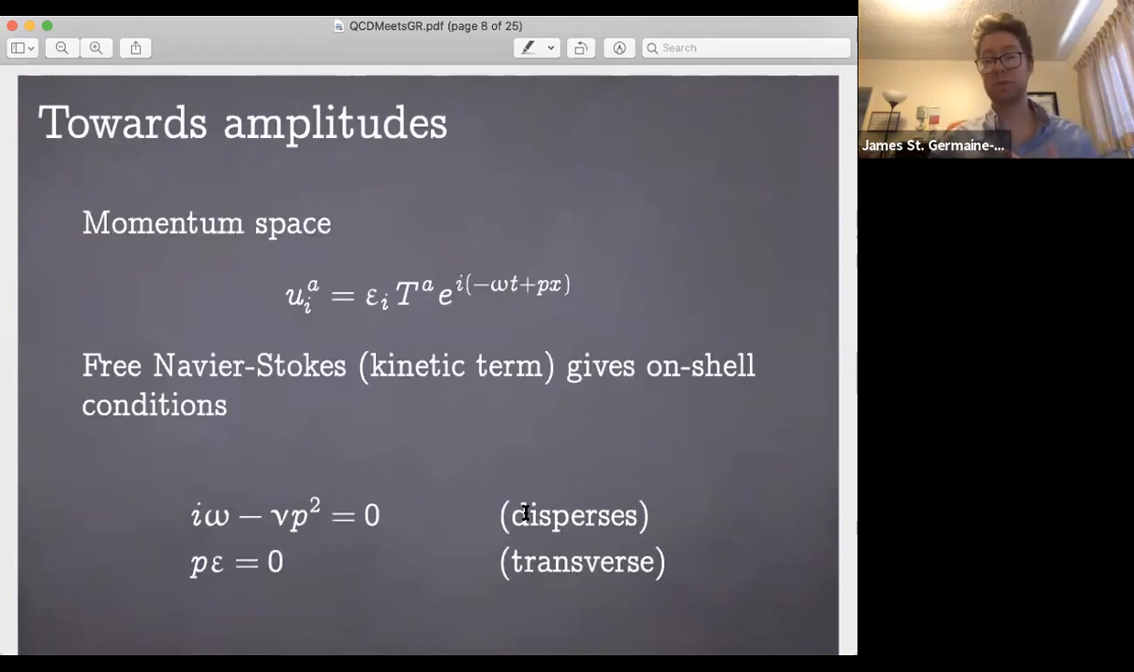The first step towards getting amplitudes will, of course, be to go to Fourier space. The transverse condition, as I keep emphasizing, pops up as an on-shell condition. And your dispersion relation is a non-relativistic one. This factor of i just signifies that the waves disperse, that there's some friction.